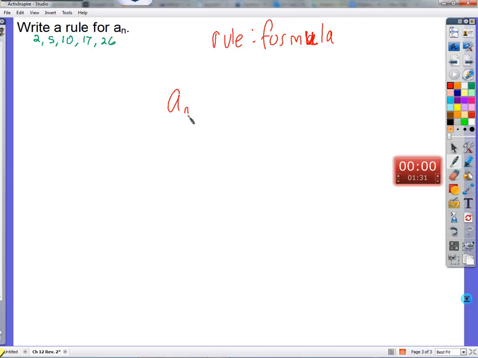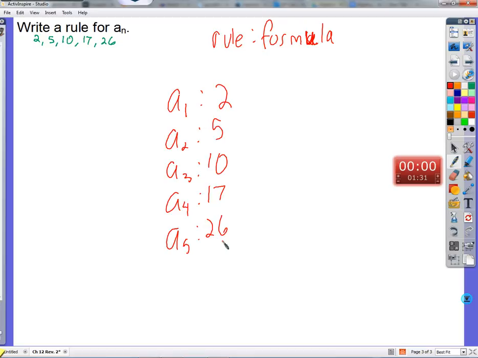What we mean is, it might be more helpful to see it this way: a sub 1 needs to be 2. So I need to be able to take 1, put it into an equation of some kind, and it gives me 2. And a sub 2 needs to give me 5, so I put 2 into that same equation, and it gives me 5. A sub 3 needs to give me 10, put 3 in that equation, gives me 10. Put 4 in that equation, it gives me 17. Put 5 in that equation, it gives me 26. Sometimes just writing it like that is a helpful way to see what that rule is, what that formula is.